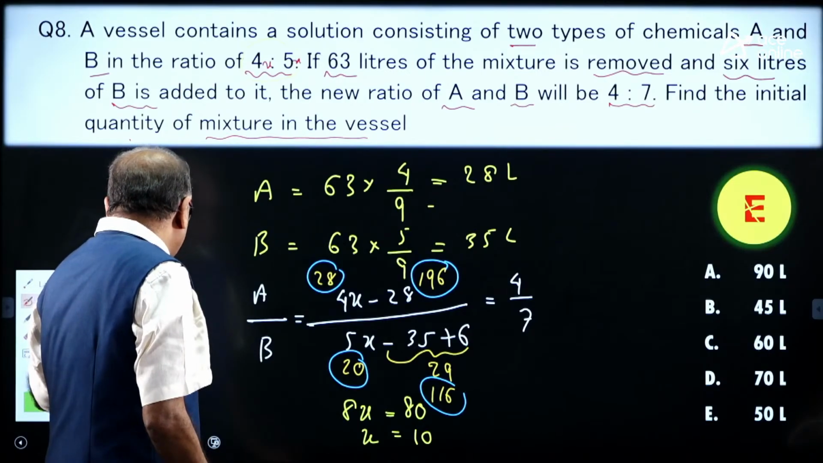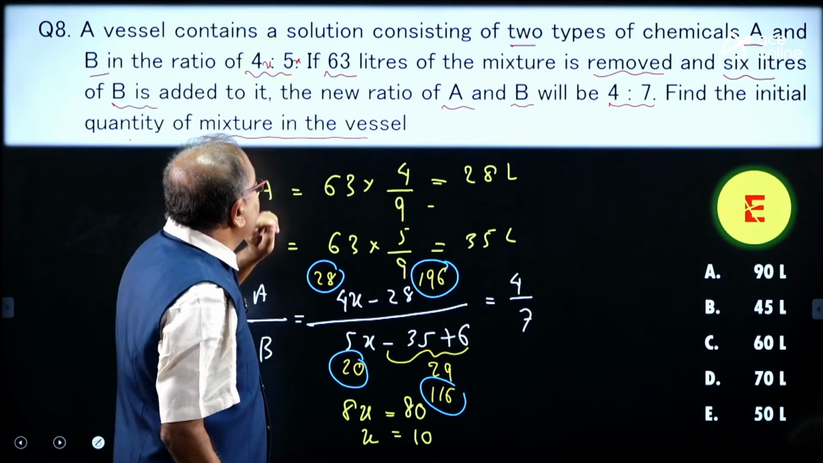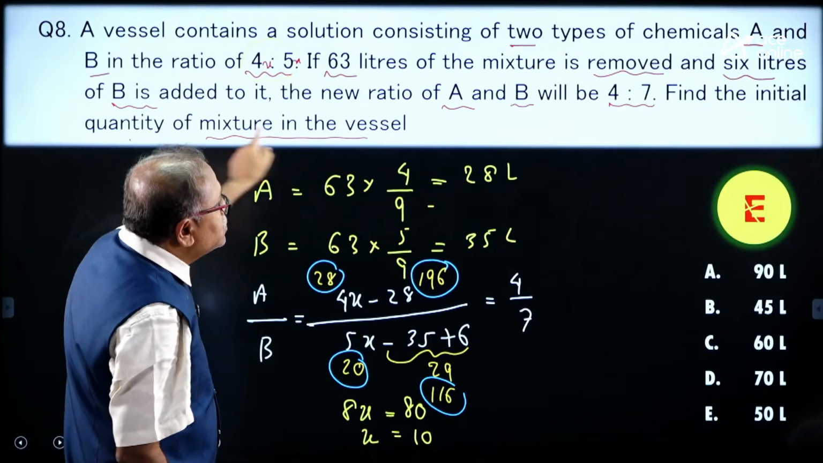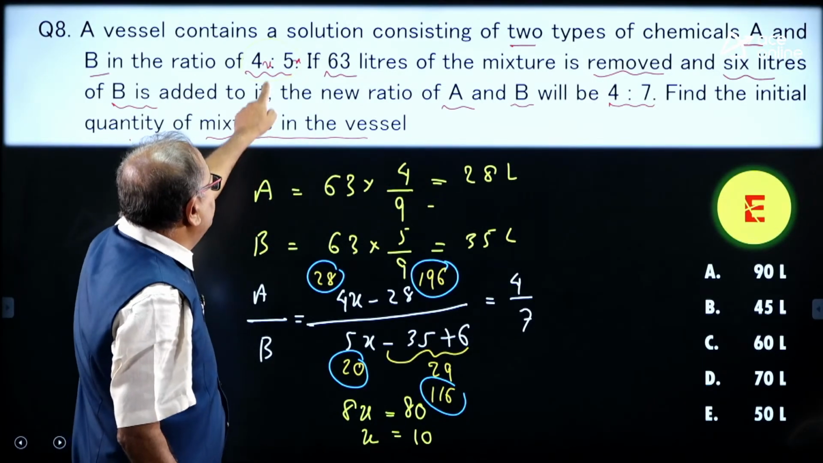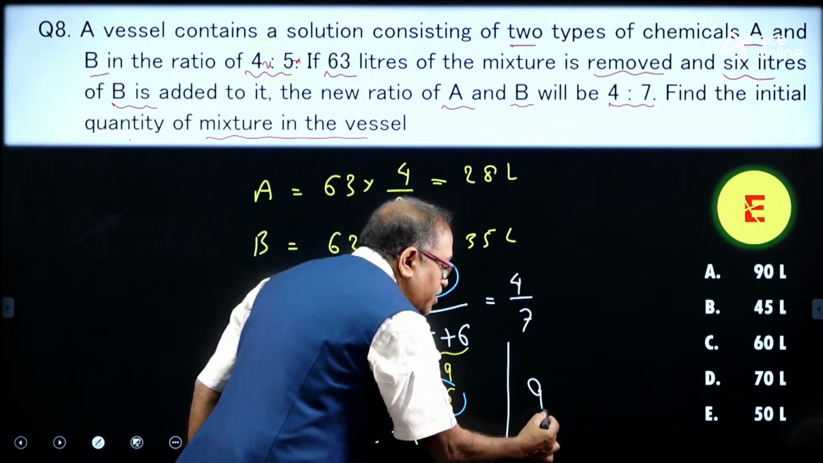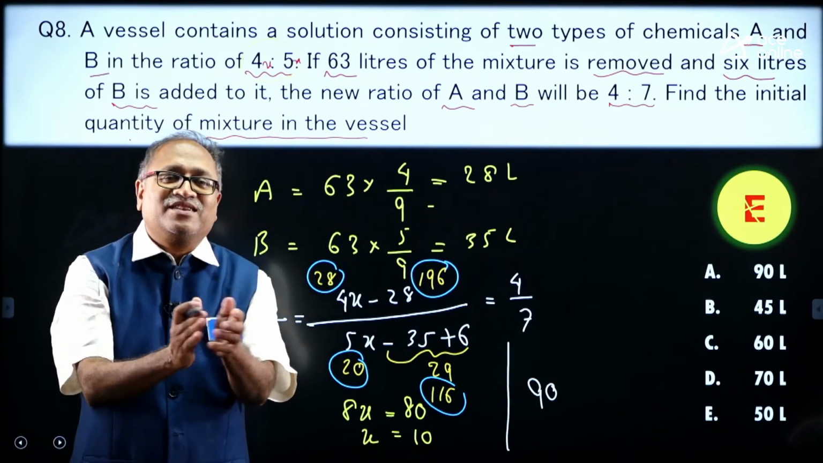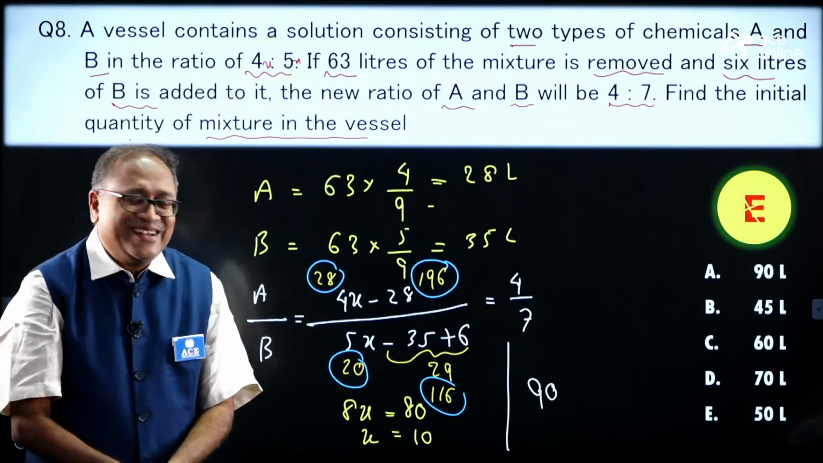Then I know that the total is 9x, that is 4x plus 5x, 9x. So, find the initial quantity of the mixture, which is 9x, and 9x is equal to undisputedly 90 when x is equal to 10. Well done, Solution for Success.